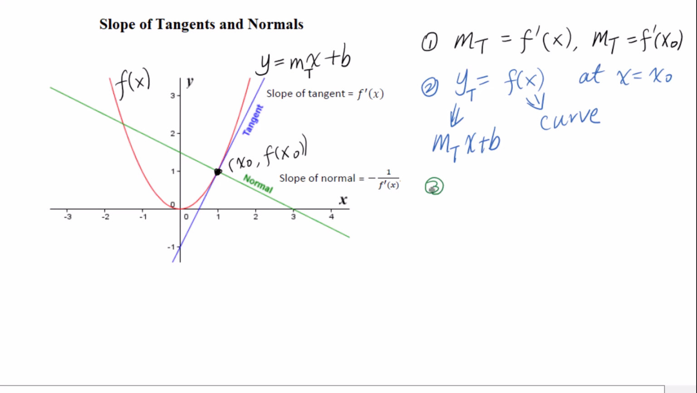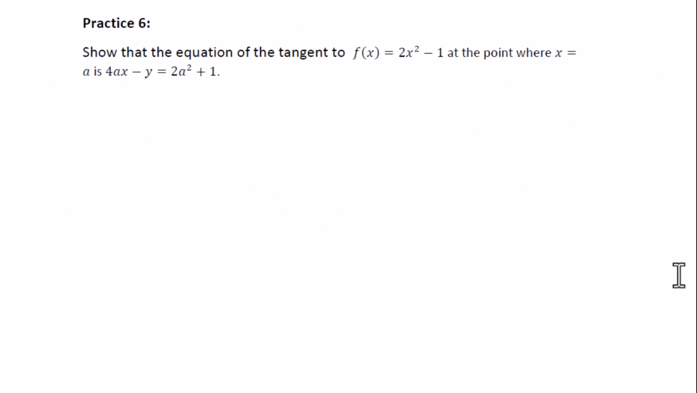The third one, m sub t times m sub n equals negative 1. We know a tangent line and a normal line are perpendicular to each other. That's the reason the slope of the tangent line times the slope of the normal line equals negative 1. Let's go to practice 6.